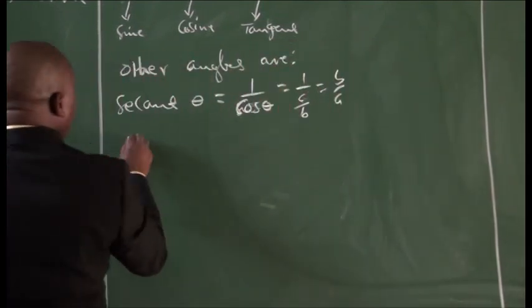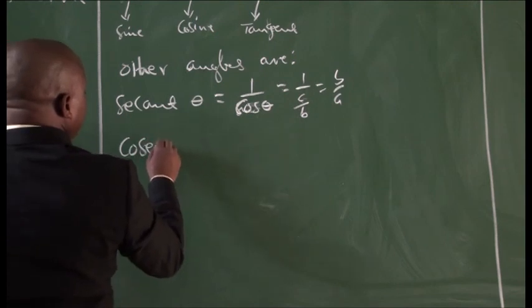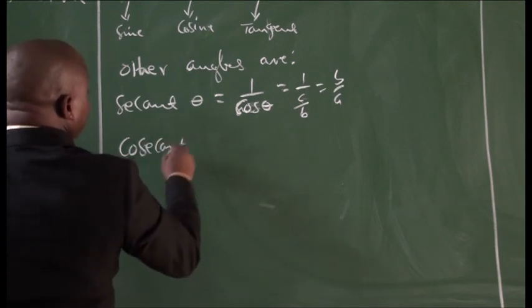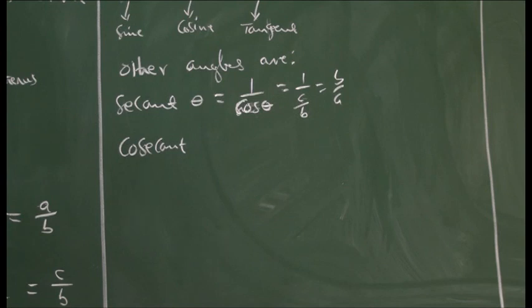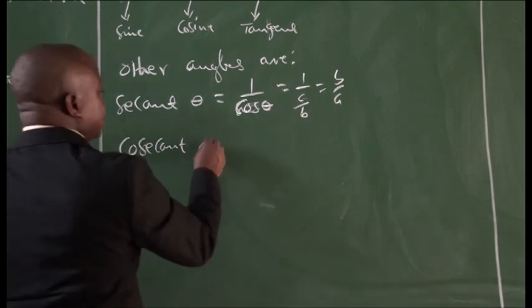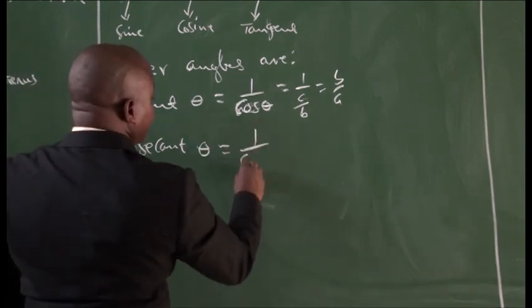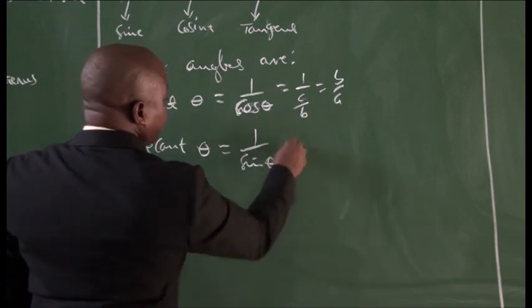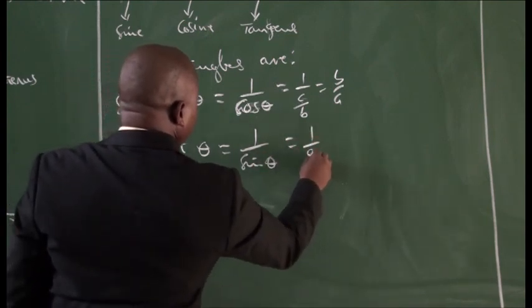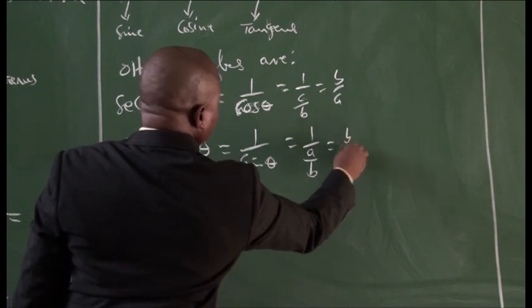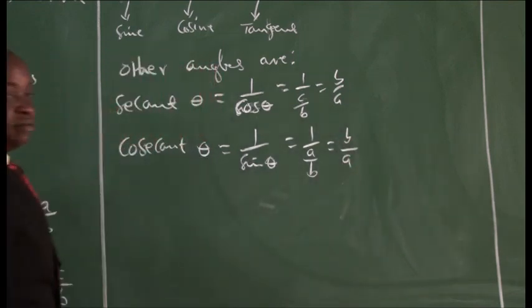Another one is cosecant. The short form is cosec. Cosecant theta is 1 over sine theta, which is 1 over A over B. So this gives us B over A.